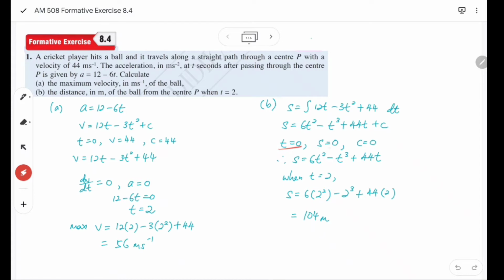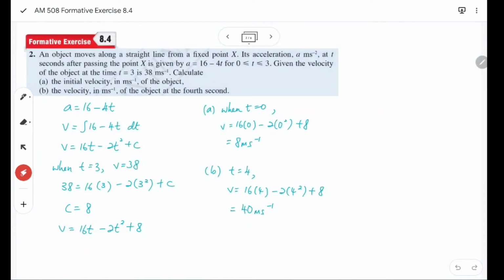And when t equals to 0, s equals to 0, therefore c equals to 0. So our complete s function will be 6t squared minus t cubed plus 44t. So now, when t equals to 2, s will be 6 times 2 squared minus 2 cubed plus 44 times 2. There we get 104 meters. So the distance of the ball from the center P when t equals to 2 is 104 meters.